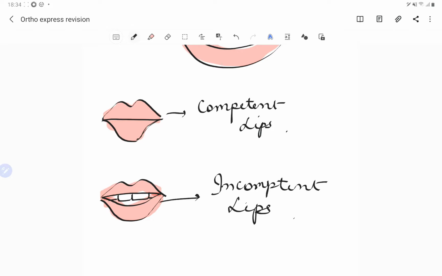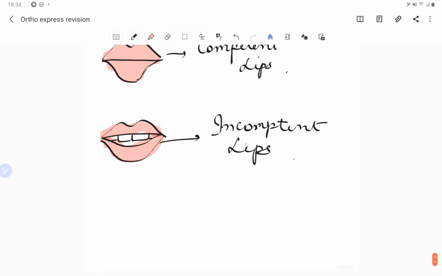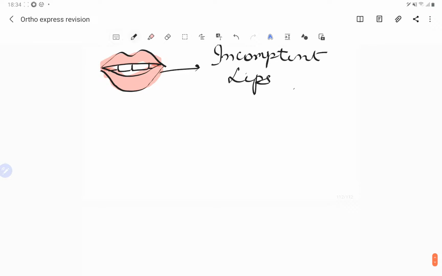So when there is an active contraction of the mentalis muscle or the perioral muscles, the muscles which are surrounding the mouth, which is the orbicularis oris, then there is a lip seal. Otherwise at relaxed state there is no lip seal. So this is the person's face at rest.